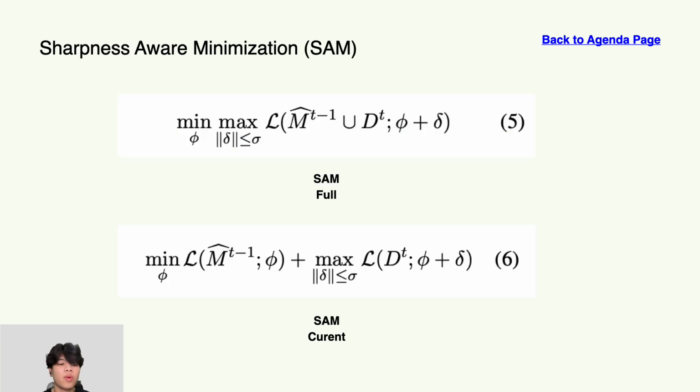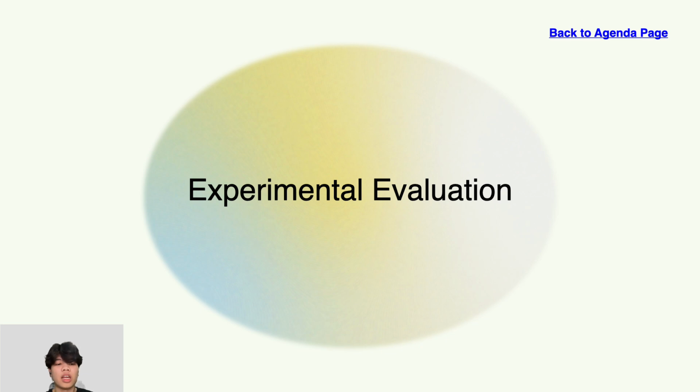So we also explore sharpness-aware minimization, or SAM, as a technique to improve generalization. Interestingly, we found that applying SAM to all training data samples was less effective than applying it only to current task data. This provides valuable insights for future research in few-shot continual learning. So now, let's look at our experimental results to see how our approach performs in practice.